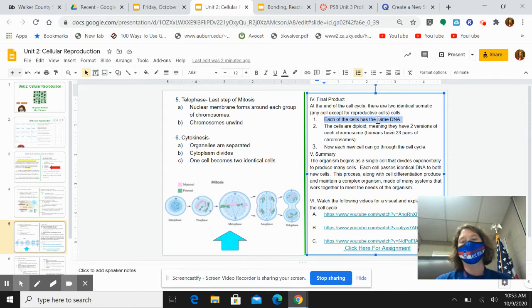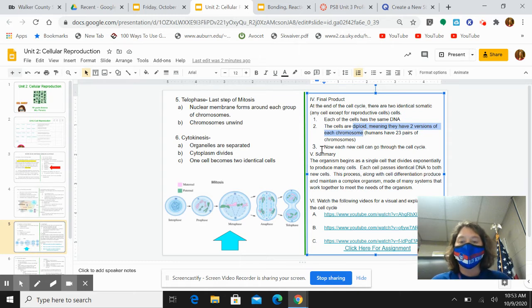So all you need to know there is same DNA. Number 2, the cells are diploid. Highlight diploid. And highlight meaning they have 2 versions of each chromosome. So there are 23 pairs of chromosomes, which means there are 46 total chromosomes.